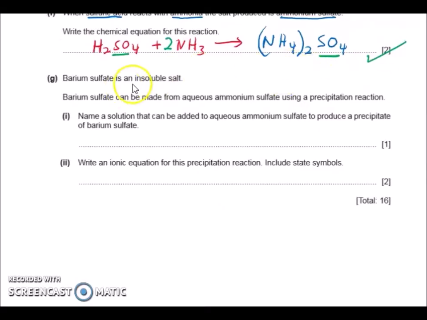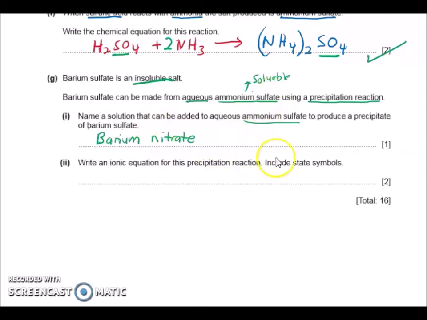Barium sulfate is an insoluble salt. Can be made from aqueous ammonium sulfate using a precipitation reaction. Okay guys, anything to do with the ammonium salt, it is soluble. This is soluble because they have ammonium here. Name a solution that can be added to aqueous ammonium sulfate to produce precipitate barium sulfate. So we have to choose a solution with barium salt. So we can choose barium nitrate because all these nitrate salts are soluble.